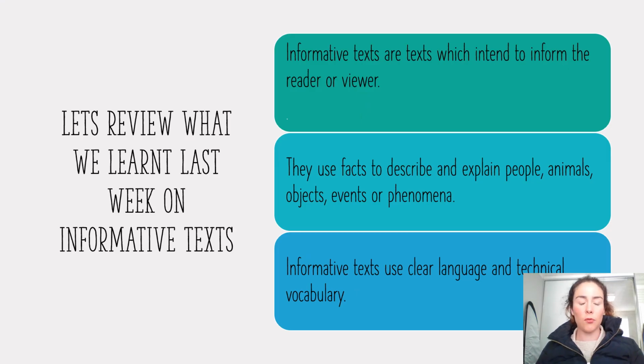Alright, so let's have a review and look at what we looked at last week on informative writing. Informative texts are texts which intend to inform the reader or viewer. They use facts to describe and explain people, animals, objects, events or phenomena such as natural disasters and things like that. And informative texts use clear language and technical vocabulary.